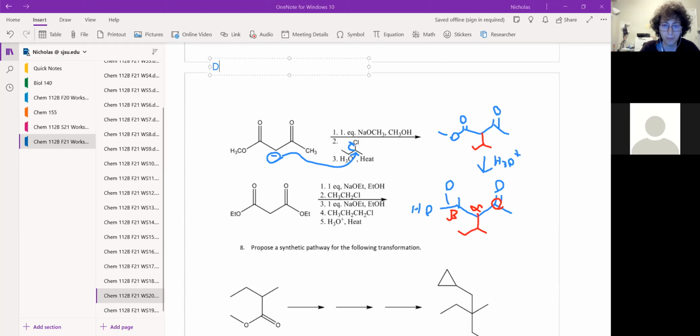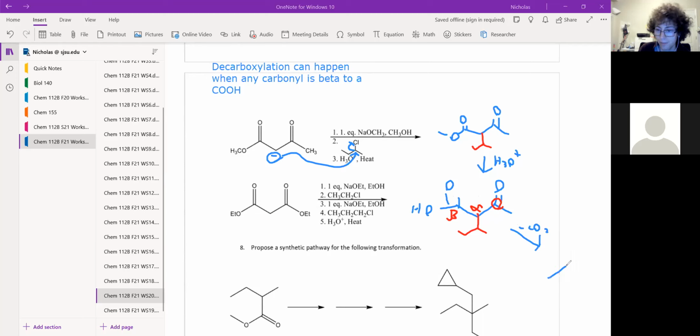Remember, decarboxylation can happen when any carbonyl is beta to a carboxylic acid. Ketone, aldehyde, ester, another carboxylic acid, it doesn't matter as long as you have something like this. So that's what's going to happen here. You're going to lose carbon dioxide. And then this is your product.